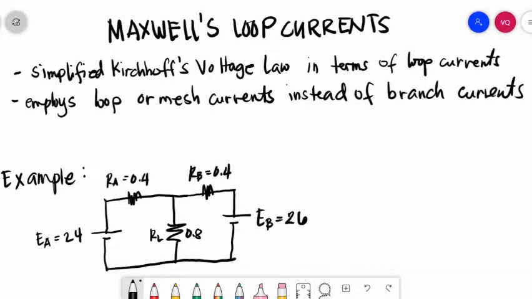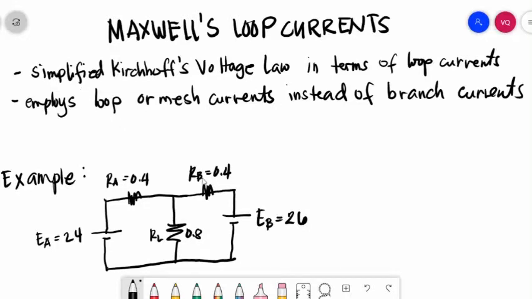Basically, this method consists of writing loop voltage equations by Kirchhoff's voltage law in terms of unknown loop currents. So in short, Maxwell's loop current employs loop or mesh currents instead of branch currents. So we will use loop currents, closed loop, and Maxwell's loop current is the simplified Kirchhoff's voltage law in terms of unknown loop currents.